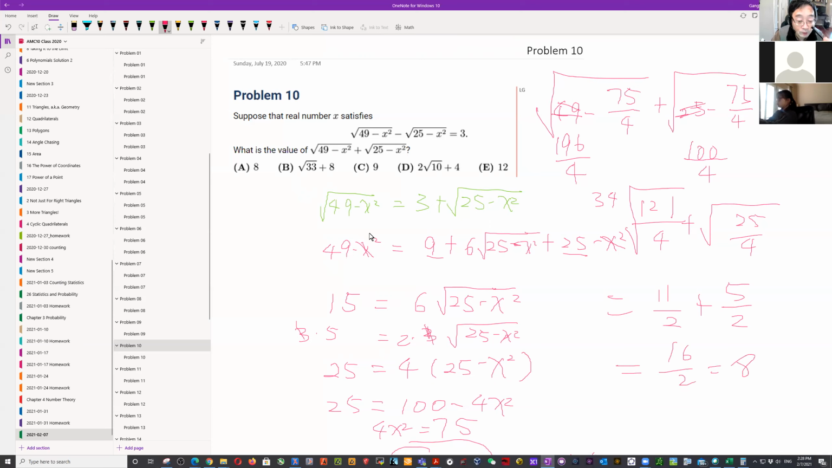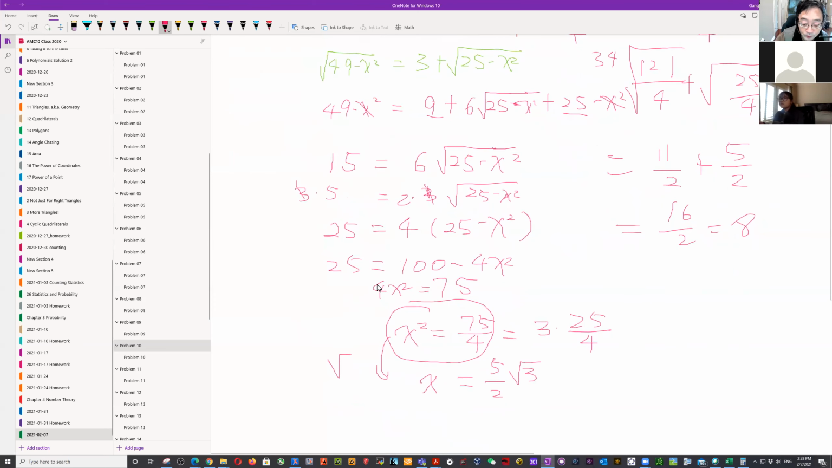So this type of problem, if you just apply the standard method, it's doable.